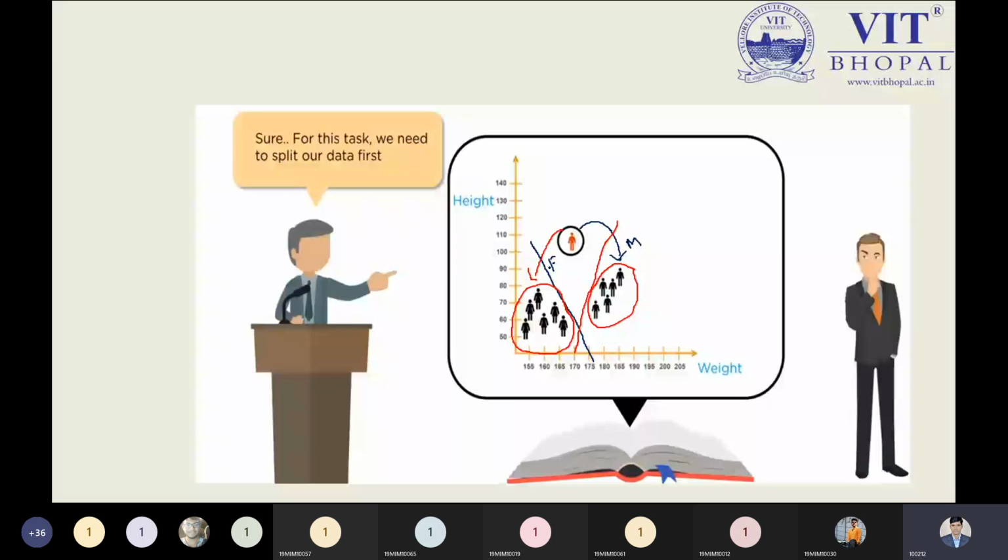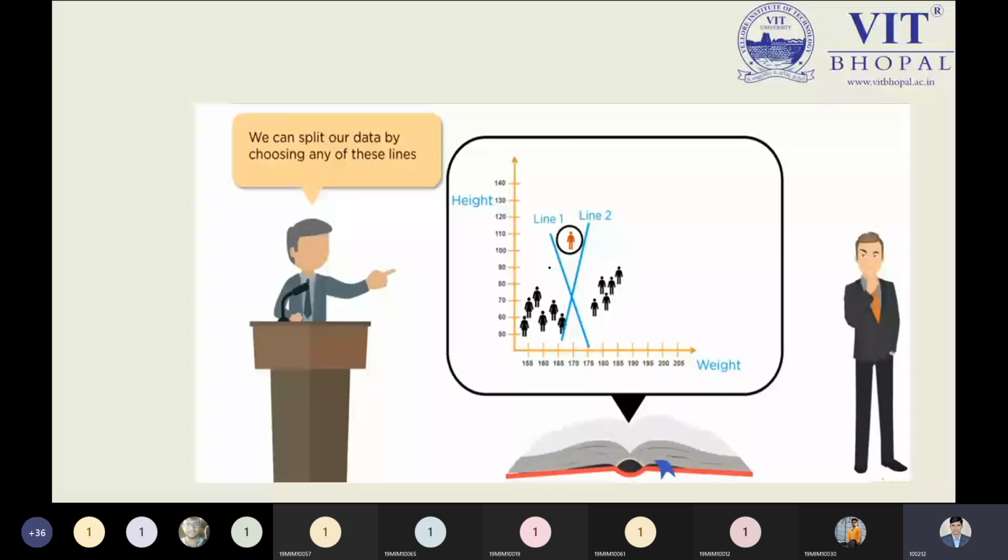According to my statement, we can split our data by choosing any one of these lines. There is line one, line two. Again, my model gets confused, or my model will ask me the question: which line must I choose as the best line? If I choose line one, then this new data will be considered as a male. If I choose line two, then my new data will be considered as a female.